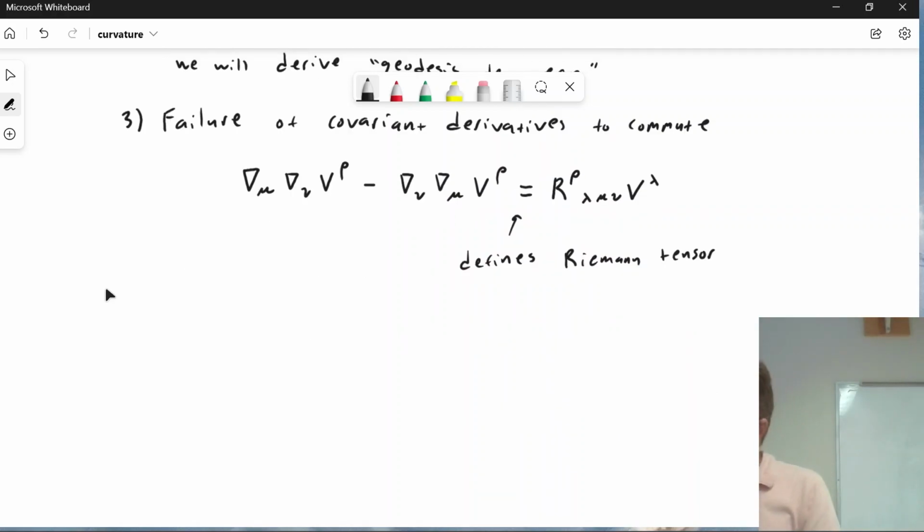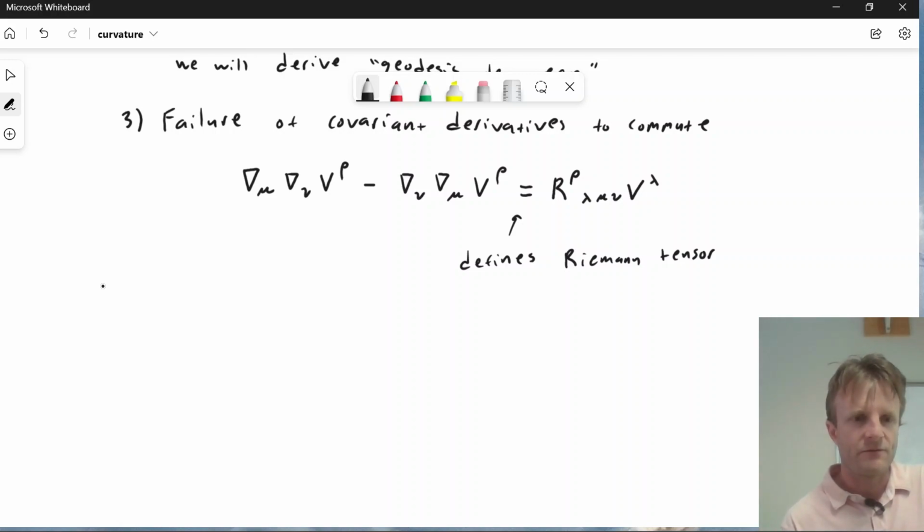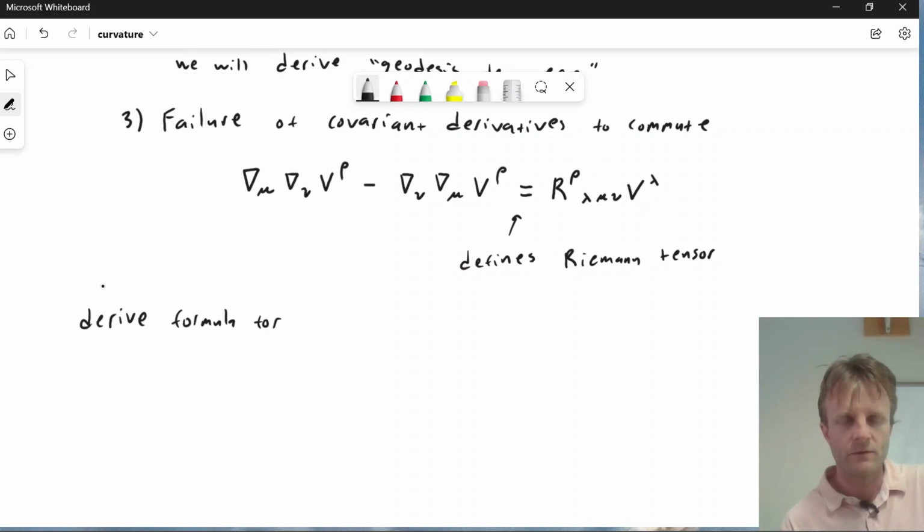Let's use this to get a formula for calculating the Riemann tensor, which I will make you do once. It's a big pain to calculate these things. But I'll only make you do it in 2 dimensions, but it'll still be a big pain. Okay, so let's derive a formula for R.